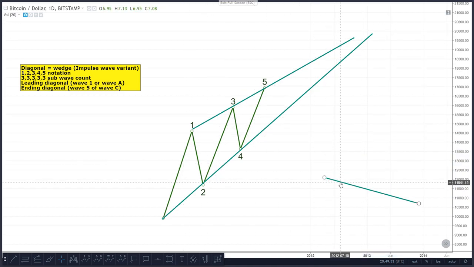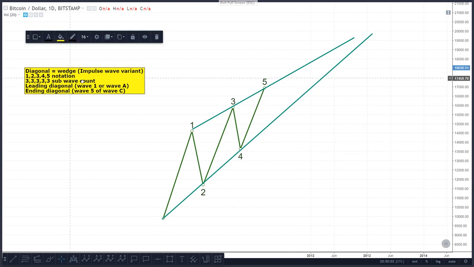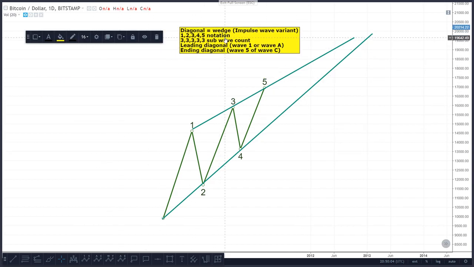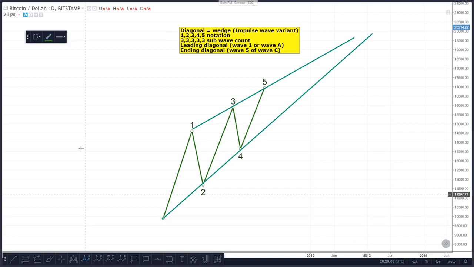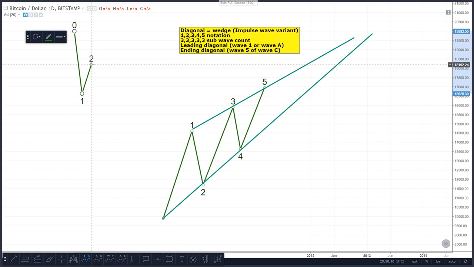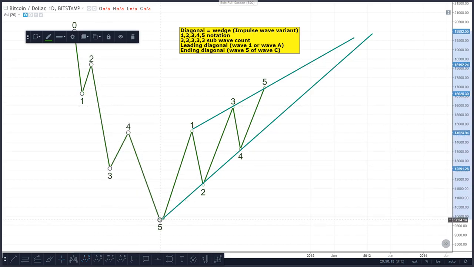And why is it important? Well, it's important because after you see an impulse, you can expect a small correction. What I see time and time again is, let's say for example, we see a big impulsive wave coming down, so 1, 2, 3, 4, 5. They will call this a triangle.